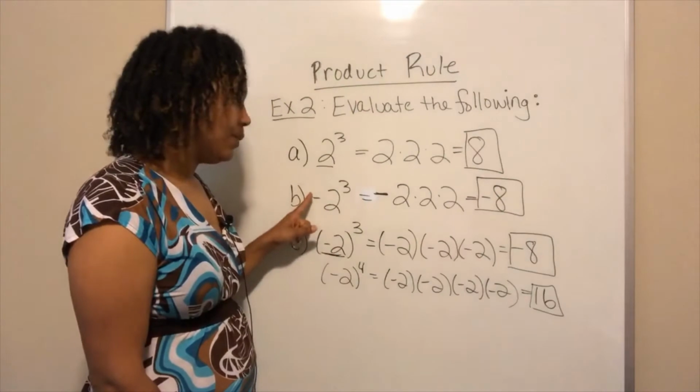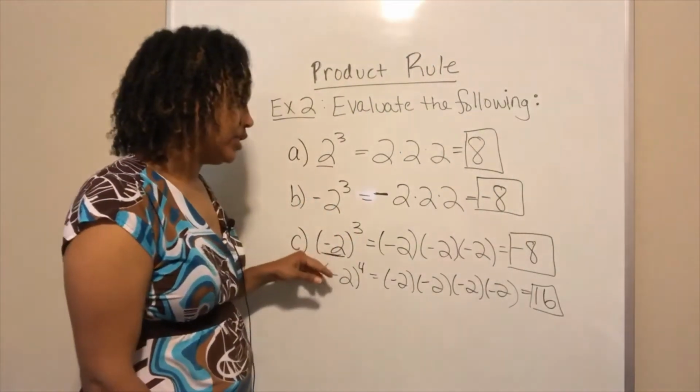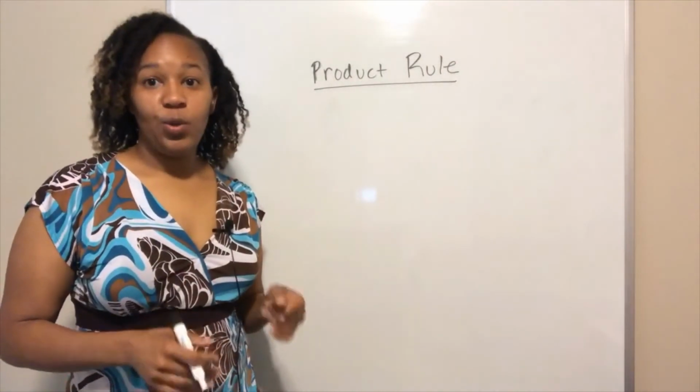If the negative is not in parentheses, then you don't raise that negative to the power. If the negative is in parentheses, then you raise it to that exponent. So now we actually want to get to what the product rule is.